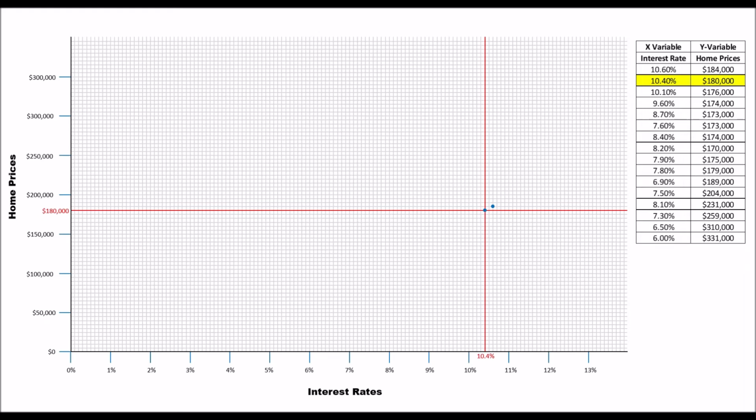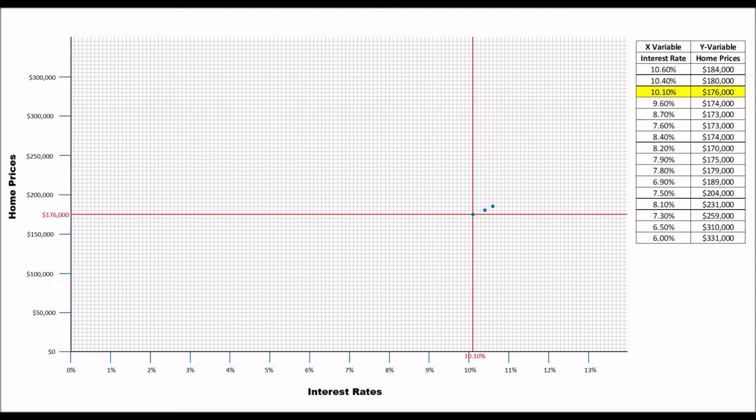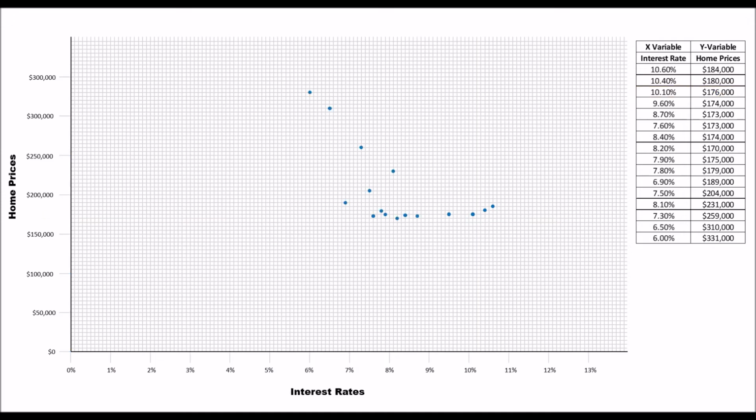The next is 10.1% interest and 176. We'll plot that just like we did the earlier values. Now we've got a mechanism in place. So let's plot all the values and we'll take away the blue lines and the red lines. And this is what the completed graph would look like. This is what the scatter graph would look like if you were to do this manually.